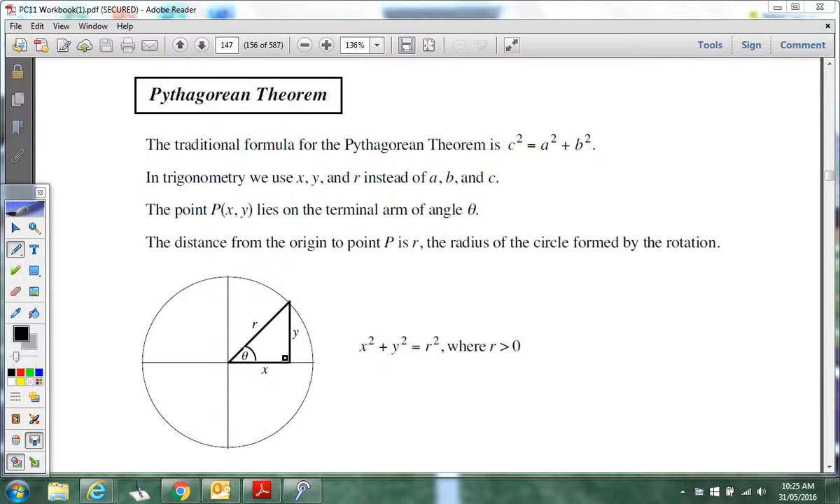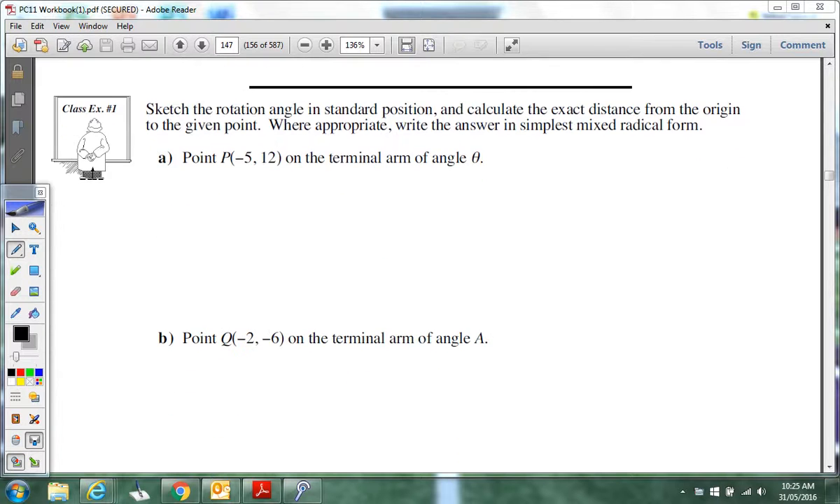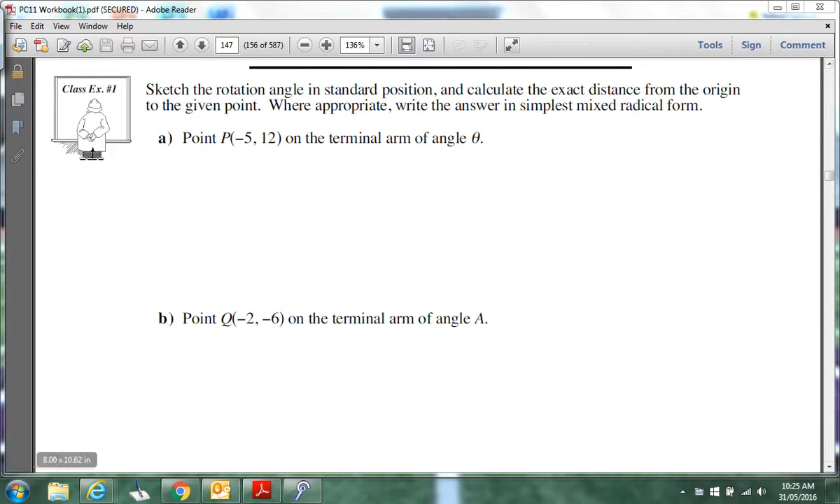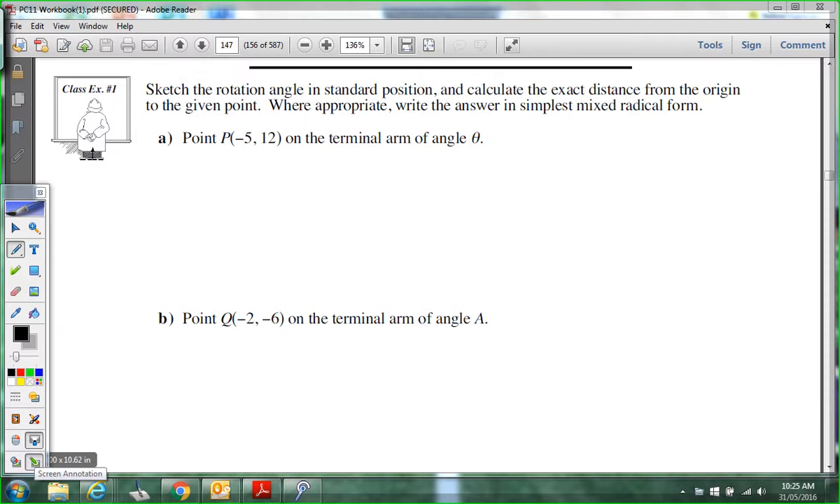All right, example 1. It says sketch the rotation angle in standard position and calculate the exact distance from the origin to the given point. Where appropriate, write the answer in simplest mixed radical form. You need to pay attention today because that little term comes back: exact value. We talked about that in Unit 1. That's where you do not put a decimal; you leave it as a radical and break it down. Make sure you do that appropriately. All right, let's do this.